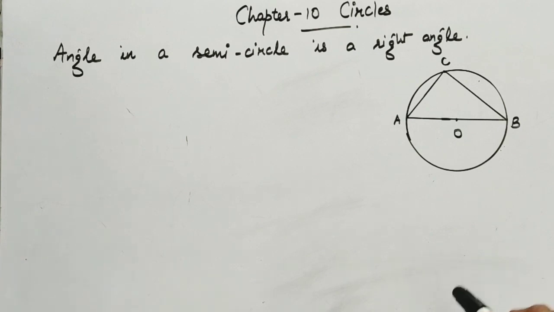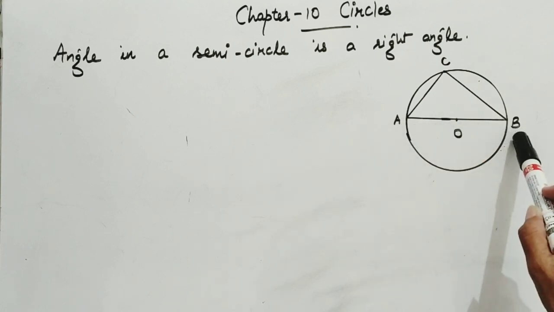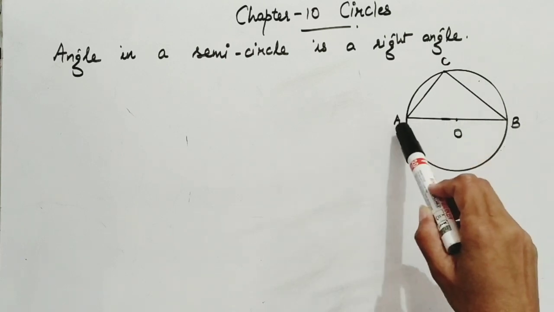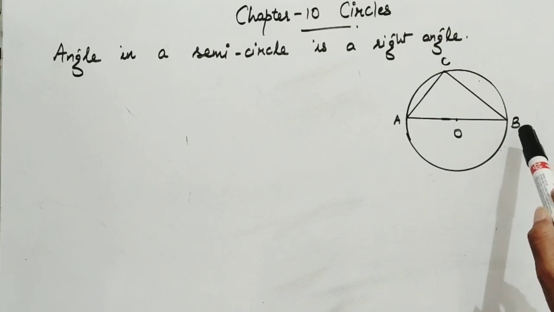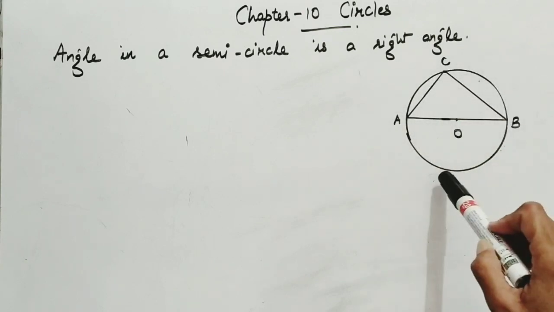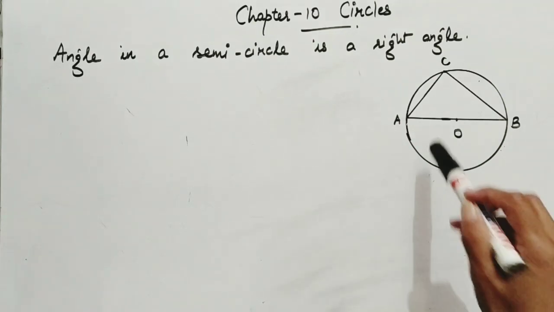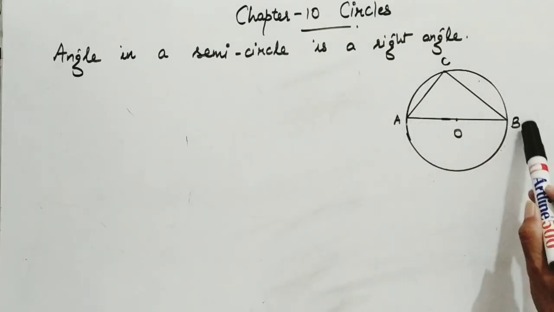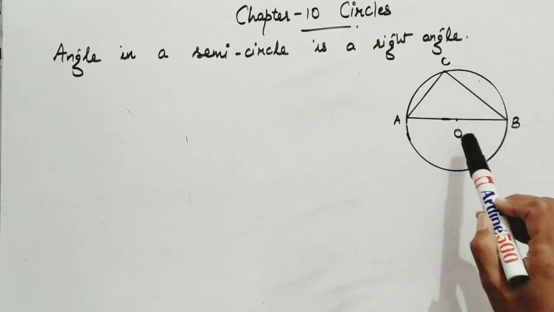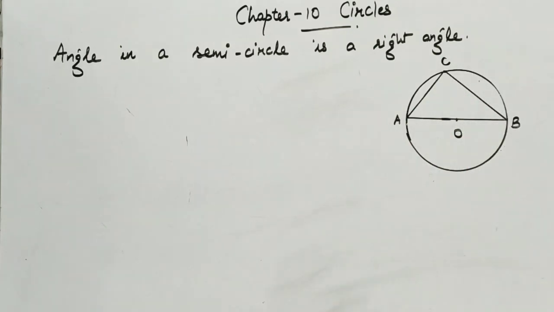So here we are proving another important result which says angle in a semicircle is a right angle. We see a circle with center O. A and B are end points of diameter. So AB is a diameter. We have taken another point C on the circumference of this circle, and AC and BC are connected. We need to prove that in this semicircle, because when a diameter is drawn there are two semicircles, angle ACB is a right angle.